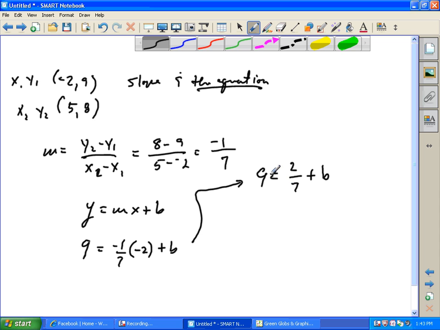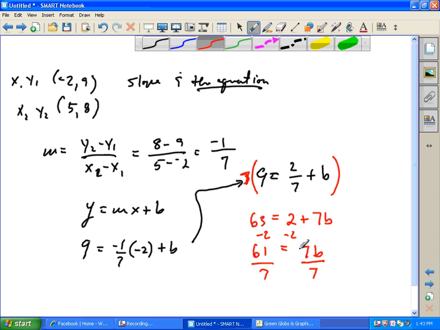If I don't like the fraction here, I can multiply everything through by 7. 7 times 9 is 63. 7 times 2 sevenths is 2. 7 times b is 7b. Minus 2 is 61. And then I get 7b equals 61. So b would be 61 over 7, which means my equation would be y equals negative 1 over 7 x plus 61 over 7.